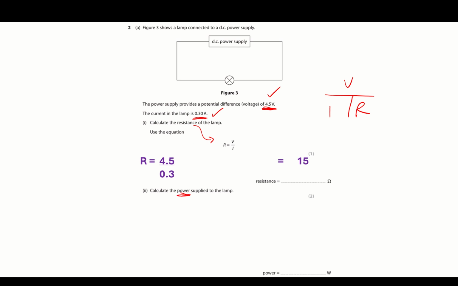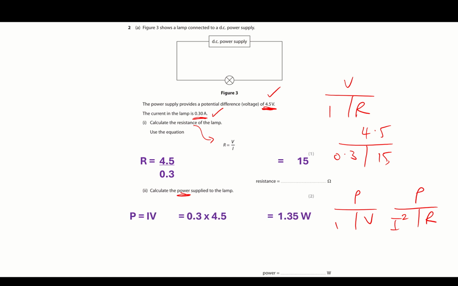Well, in this example now, if I rewrite that, we know that the current is 0.3, we know the voltage is 4.5, and we know that our resistance is 15, and therefore we've got a choice of formulas, so we can either use our P = I V or our P = I squared R. And it doesn't matter which one you use, it'll give you the same answer. So P equals I times V, current is 0.3 times 4.5, I've got 1.35 watts, or P equals I squared R, 0.3 squared times the resistance of 15 gives me the same answer.